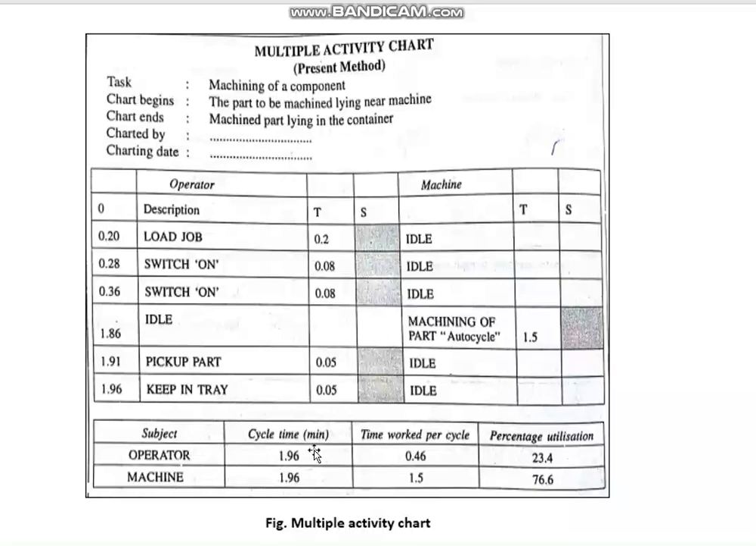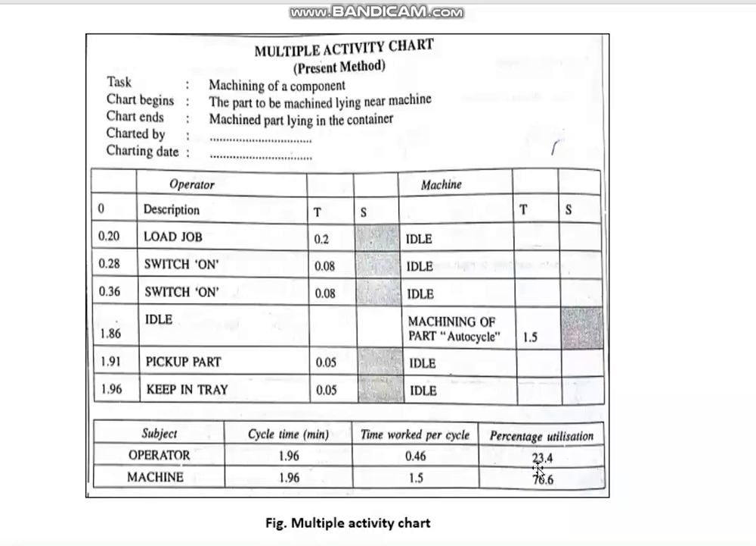The operator cycle time is 1.96, and machine time also is 1.96 minutes, and time worked per cycle. You see here, the man is working only here for 1.5 minutes. He didn't work otherwise, so total time worked for man is only 0.46. Whereas for machine it is 1.5, so that means man has worked only for 23.4% of the time, whereas machine worked for 76.6% of the time.